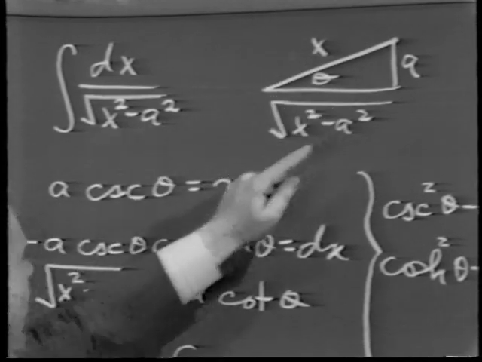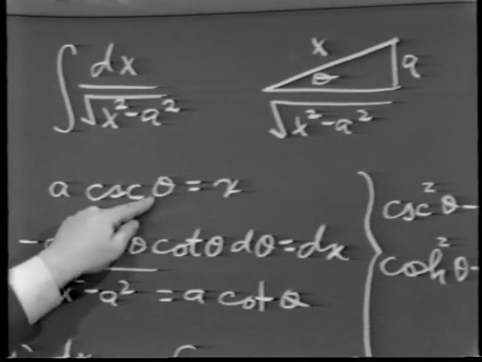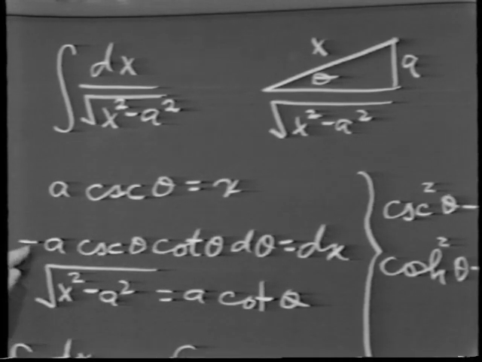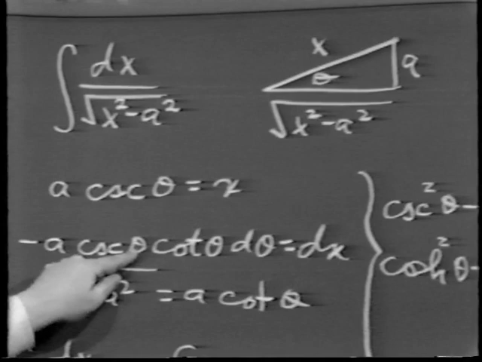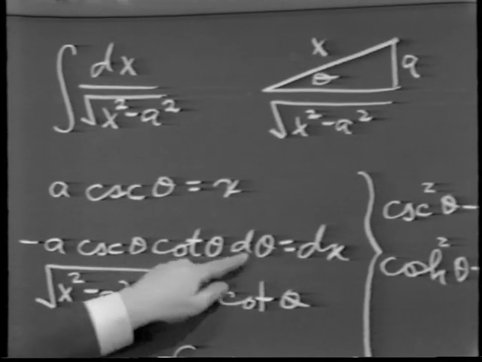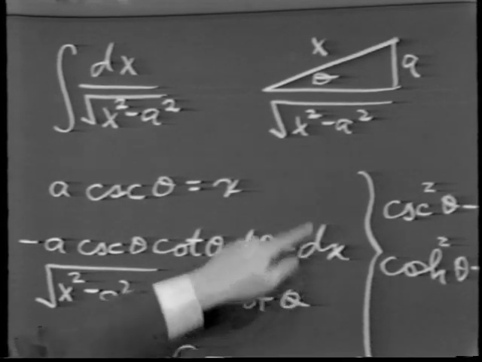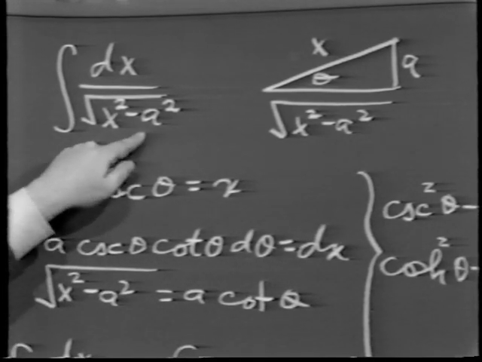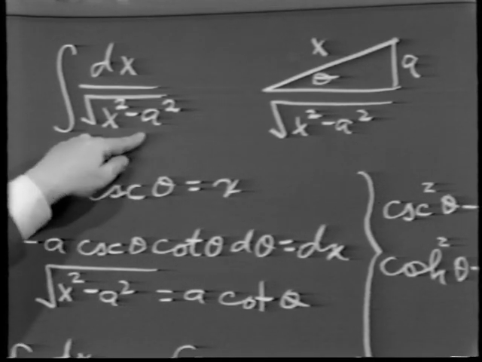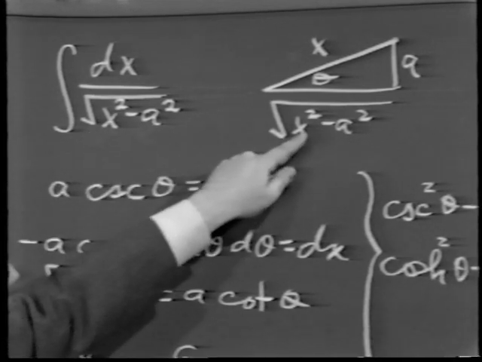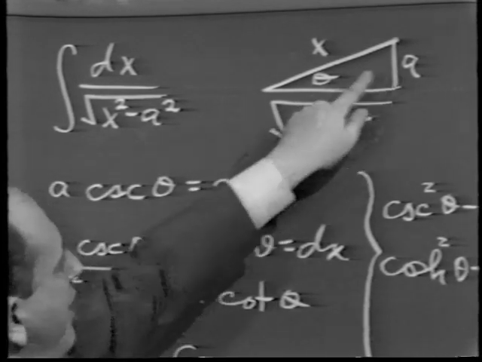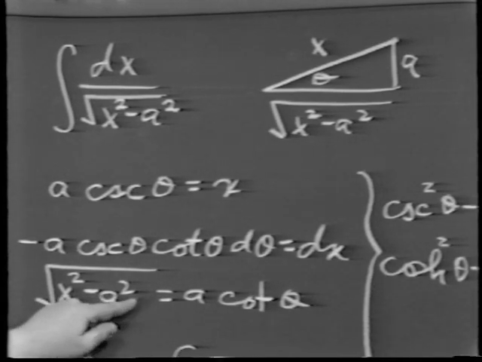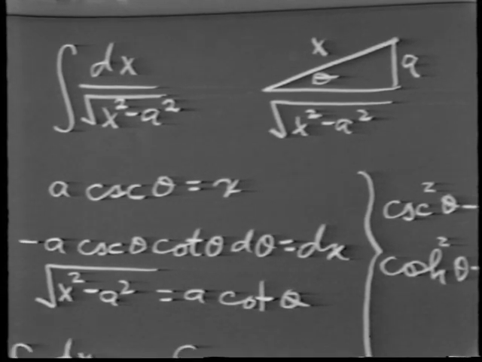See, x over a is 1 over sine theta. That's cosecant theta. Therefore, remembering how to differentiate the cosecant, I take the differential of both sides, and I find that minus a cosecant theta cotangent theta d theta is dx. Again, from this diagram, the square root of x squared minus a squared over a would be cotangent theta, so the square root of x squared minus a squared itself is a cotangent theta.